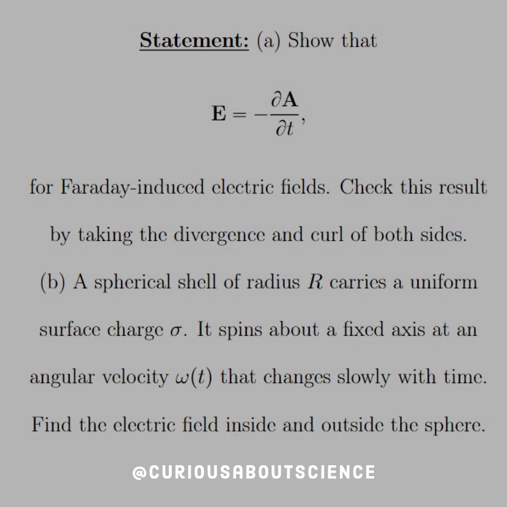And then part B: a spherical shell of radius r carries a uniform surface charge sigma. It spins about a fixed axis at an angular velocity omega of t that changes slowly with time. Find the electric field inside and outside the sphere. All right, let's go for it.